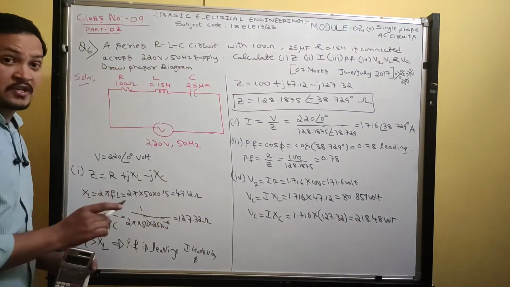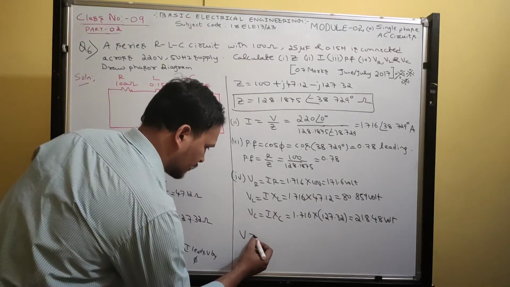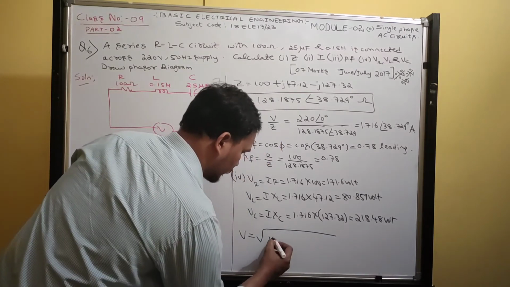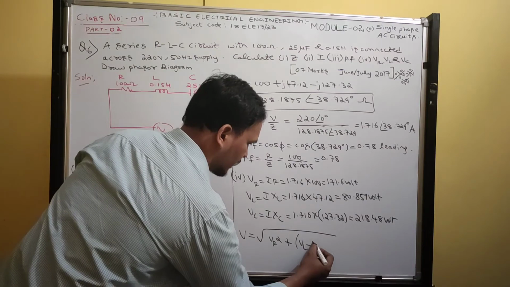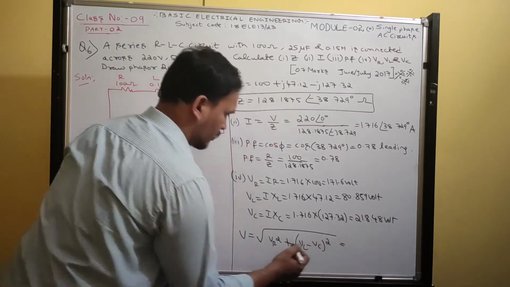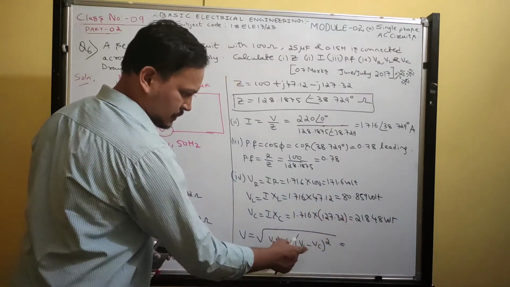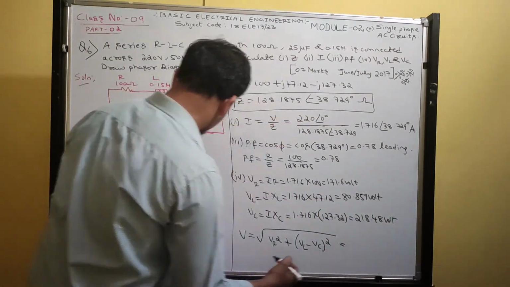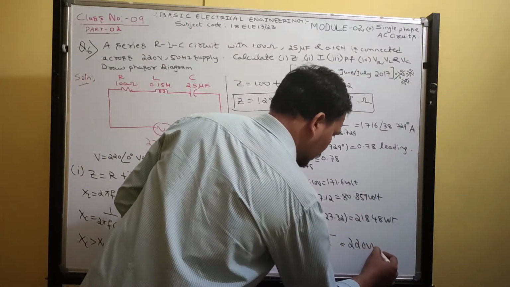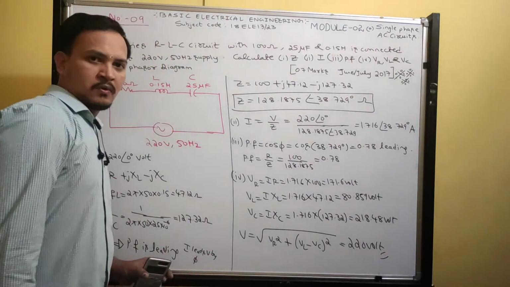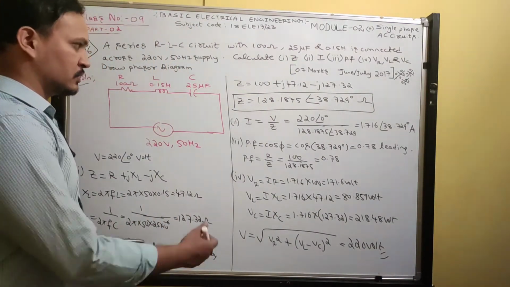You should get this voltage, but you should do vector addition. So verification: V is equal to the square root of VR square plus (VL minus VC) whole square. Whatever values you calculated here, 171, 80 and 218, substitute here. The V value should be 220. If you got 220, then whatever we have done till now is 100% correct. Otherwise it is wrong. Definitely it will be correct.